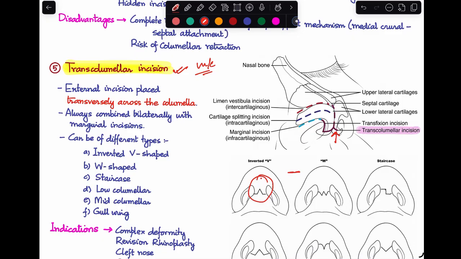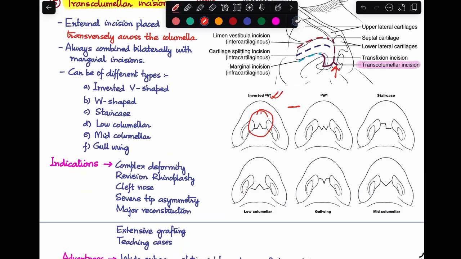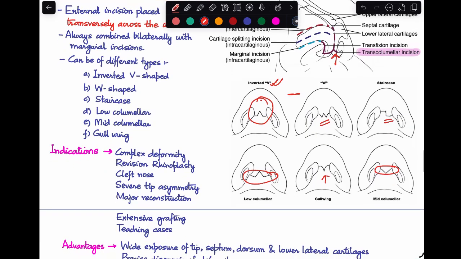Now, this incision can be of different types. You can give an inverted V type of incision. We can give a W incision, a staircase incision, a low columellar incision, a mid columellar incision, and a gull wing incision. So it can be a variety of types depending on the shape and the exact region that we are giving it. Now, some indications: this is the major incision used for open rhinoplasty.